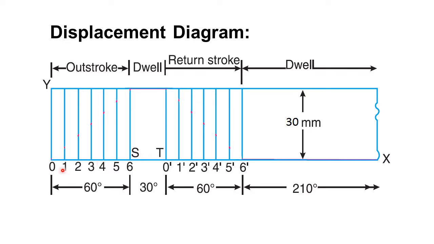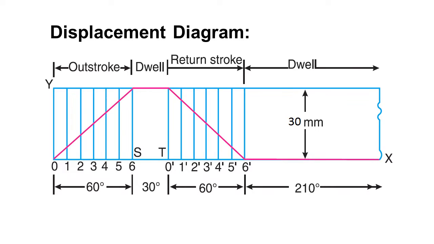Now from every division I will draw one vertical line till the top line. So from every division I have drawn vertical lines till the top line. Now I will draw the displacement diagram for the follower motion of uniform velocity. When the follower is moving with uniform velocity, for the outstroke, this corner we will join with this corner of the rectangle, and this will be the displacement diagram. Similarly for the return stroke, this corner of the rectangle will join to this corner.